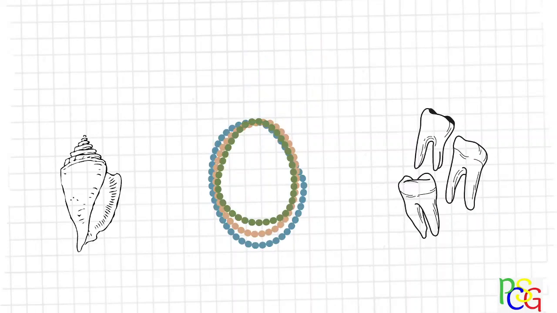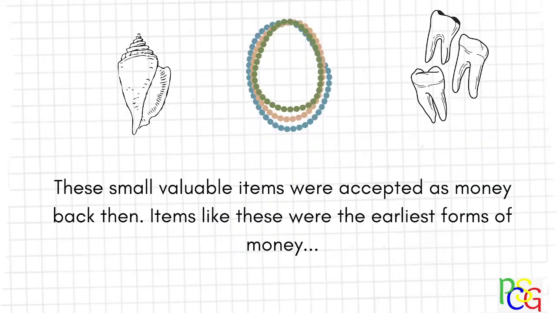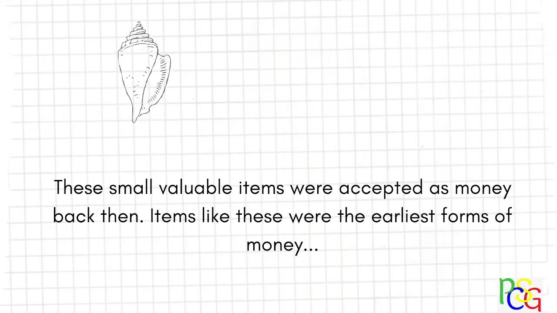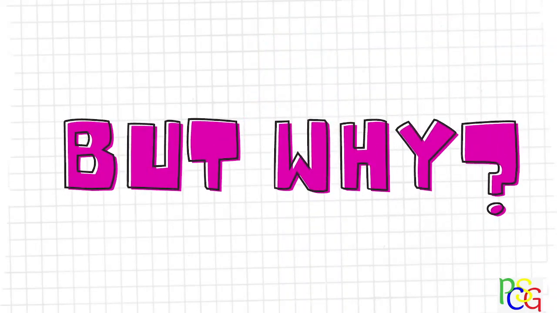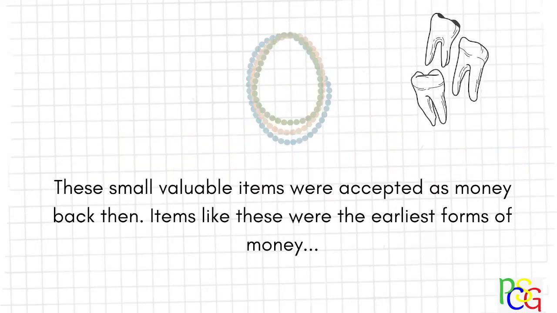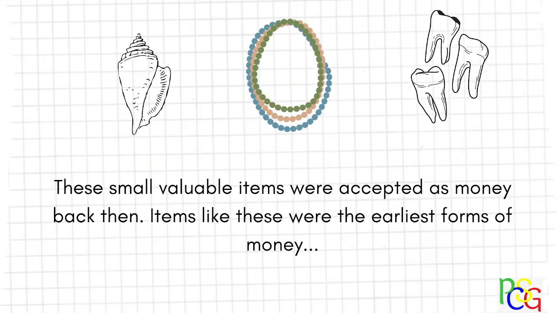So these small valuable items were accepted as money back then. Items like these were the earliest forms of money. Can anybody tell me why they think that these items, the cowrie shells, the beads, and the animal teeth, were used as money?